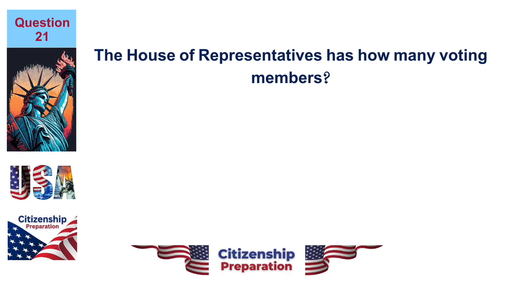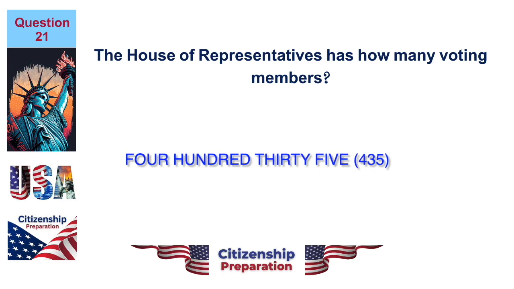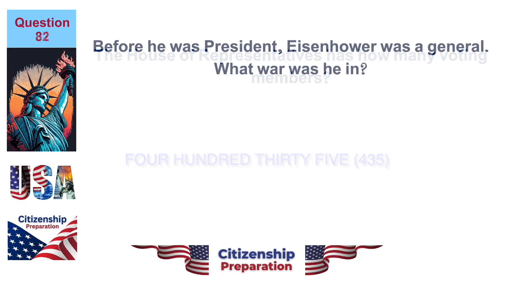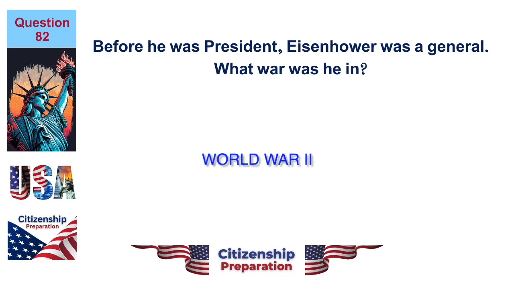The House of Representatives has how many voting members? 435. Before he was president, Eisenhower was a general. What war was he in? World War II.